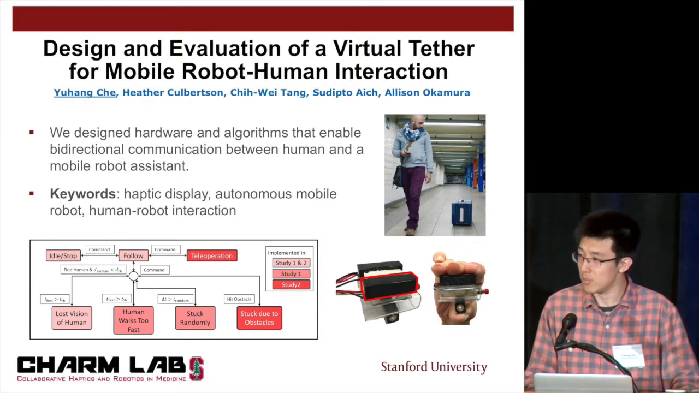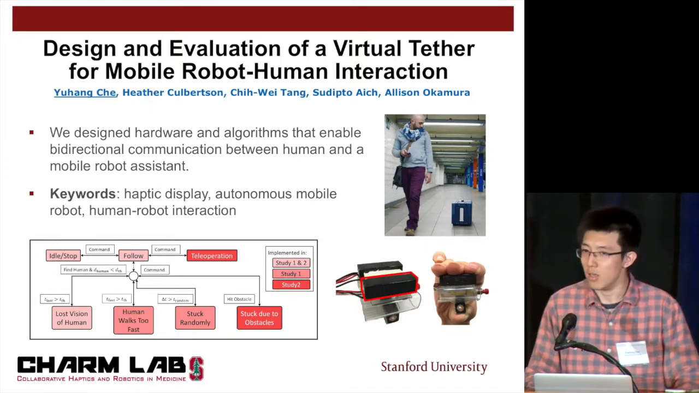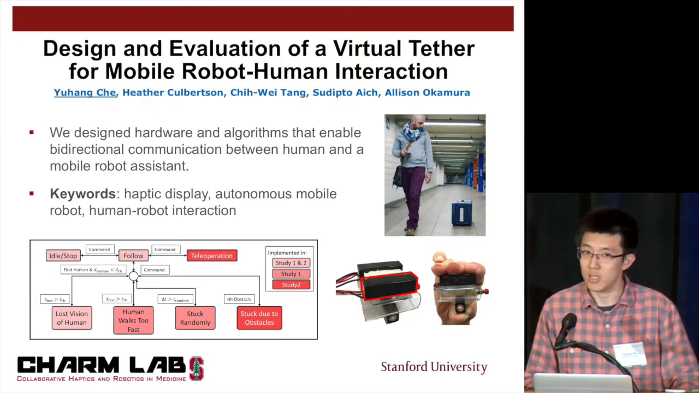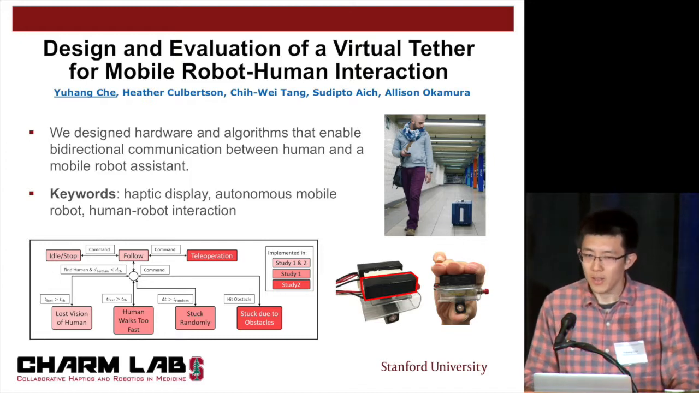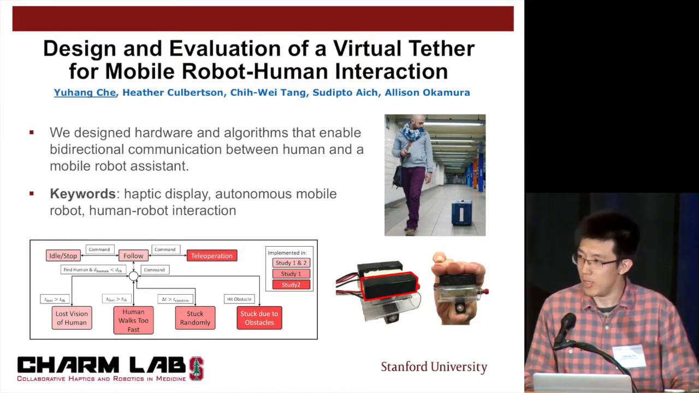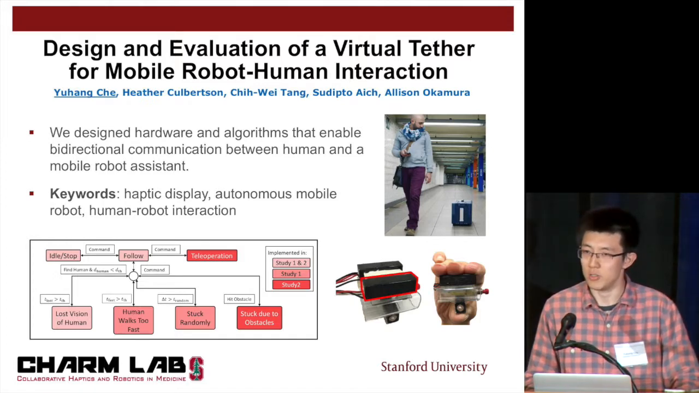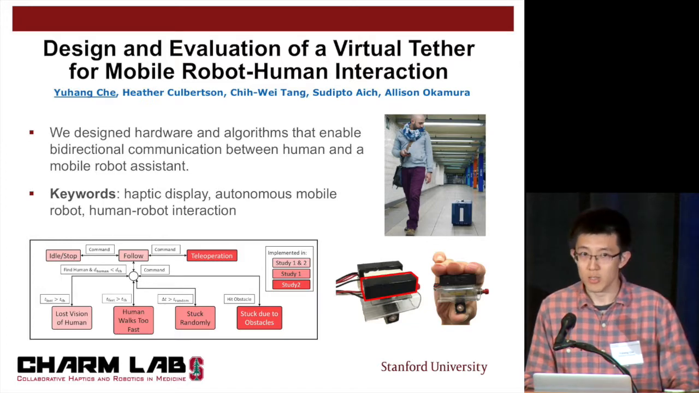So one challenge of such robotic systems is that human environments are usually highly dynamic and have many moving obstacles. So these robots would inevitably get in trouble somewhere. To help solve this problem, we design wearable and holdable haptic interfaces and algorithms that enable bidirectional communication between human and the robot follower. If you're interested, check out my poster.